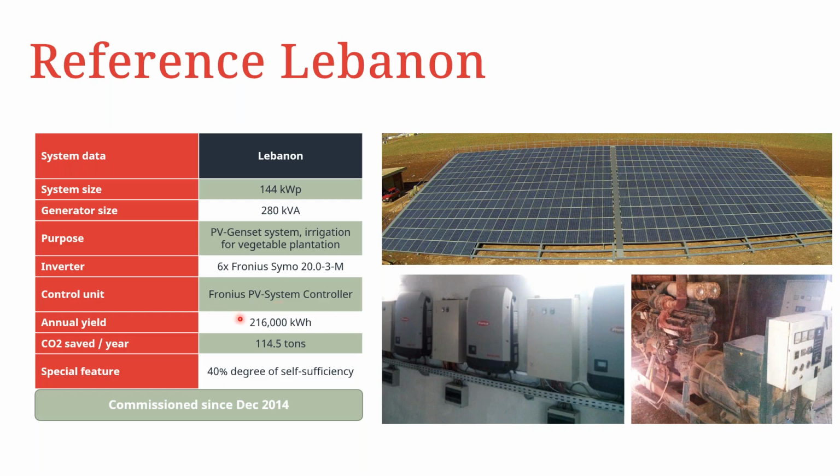The annual yield is about 216,000 kilowatt hours per year. The CO2 saved per year for the system with the integration of the PV and the genset is 114.5 tons that they are saving annually. The special feature is allowing us a 40 percent self-sufficiency in the entire system per year. And this system has been commissioned since December 2014 and is still running till today.